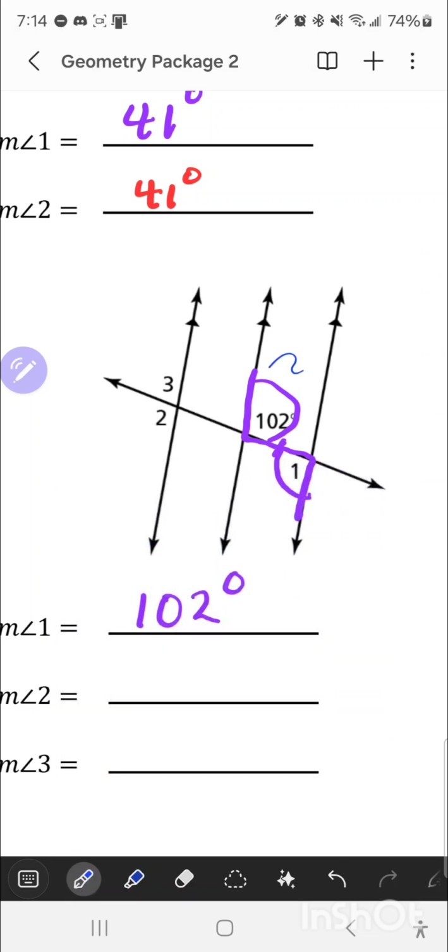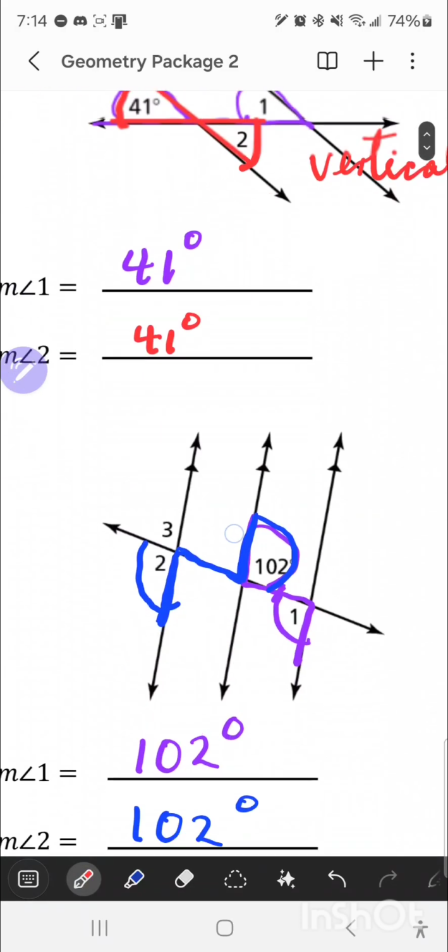Now, this and this, I can see that there is also a Z here. So they are also alternate angles. The only difference is that the previous ones were interior, and these right here are exterior alternate angles. But that doesn't matter. Alternate angles are always equal. So the measure of angle 2 will also be 102 degrees.